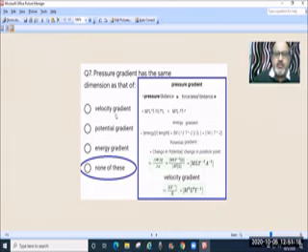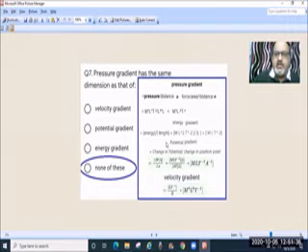Now, check one by one. Energy gradient is energy per unit length. So when we solve, we get ML T^-2, but this does not match with this. So energy gradient is rejected.